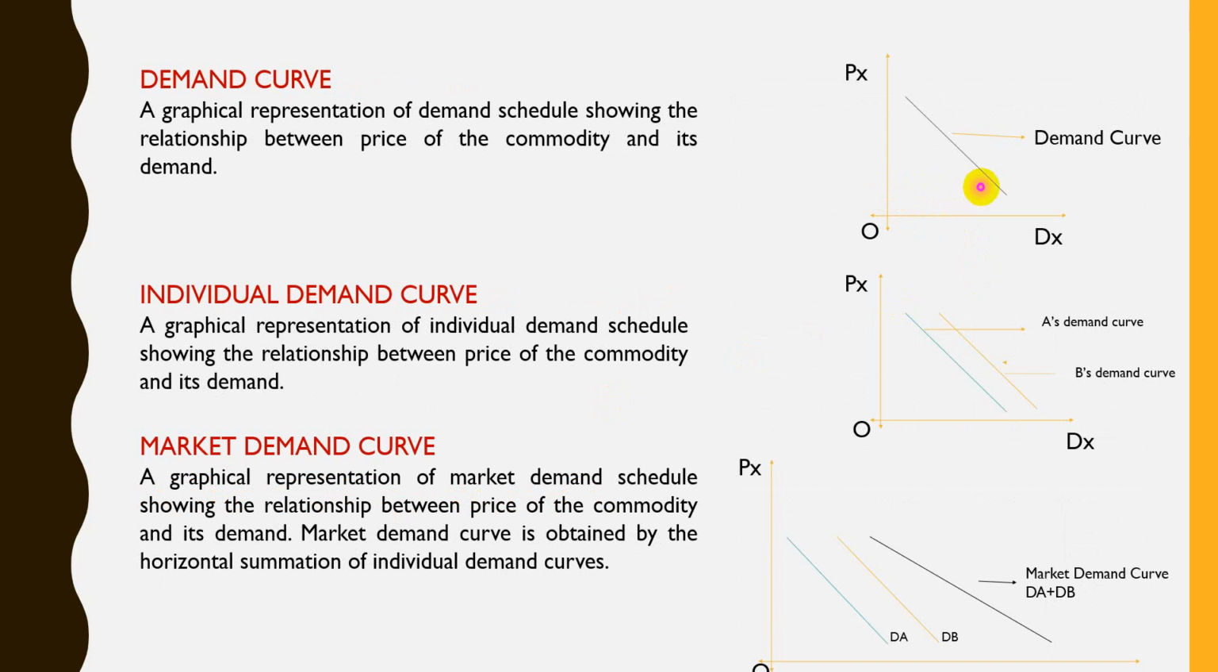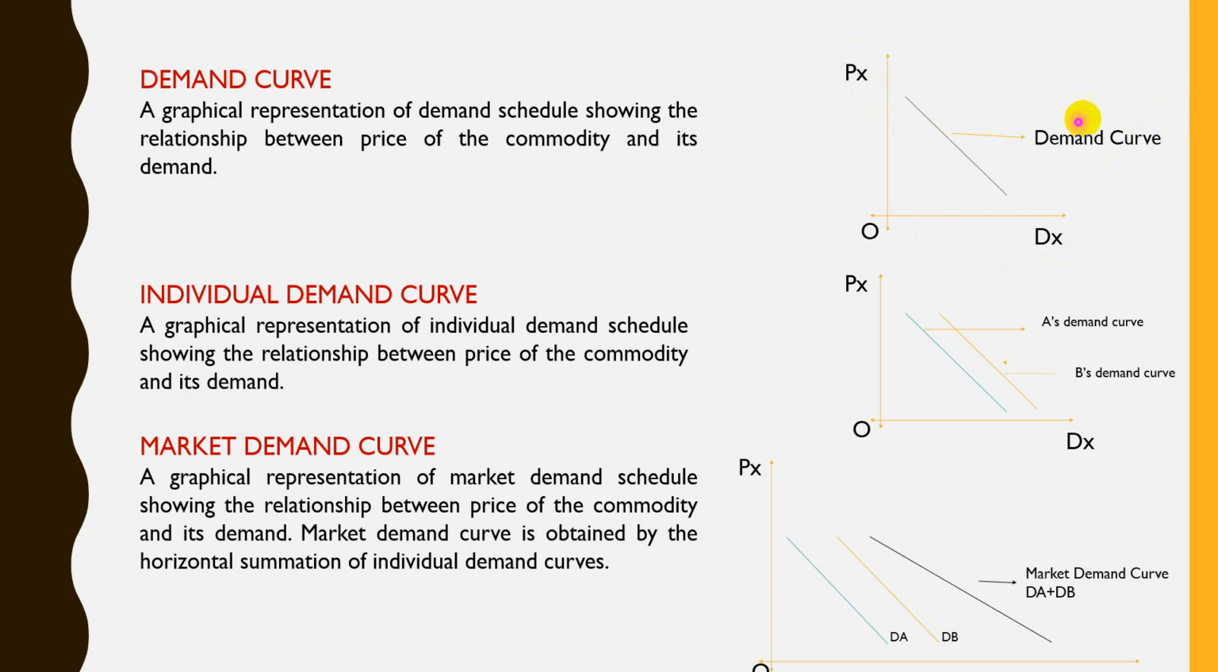For rupee 1, the demand is 3 units. We'll get a point. For rupees 2, demand is 2 units. We'll get a point here. And for rupees 3, demand is 1 unit. We'll get a point here. Now by joining these points, we'll get this curve, and this curve is known as the demand curve. In this, we are measuring price on the y-axis and quantity demanded on the x-axis. This is a demand curve.